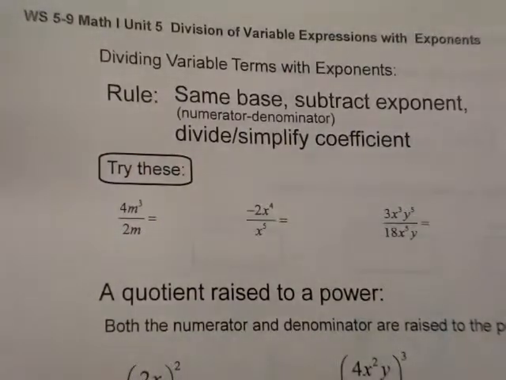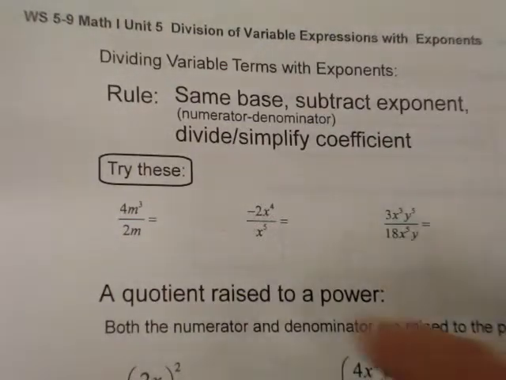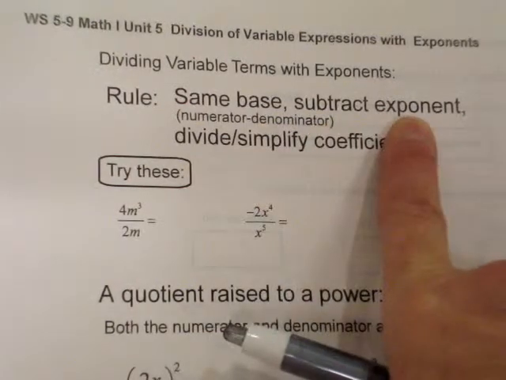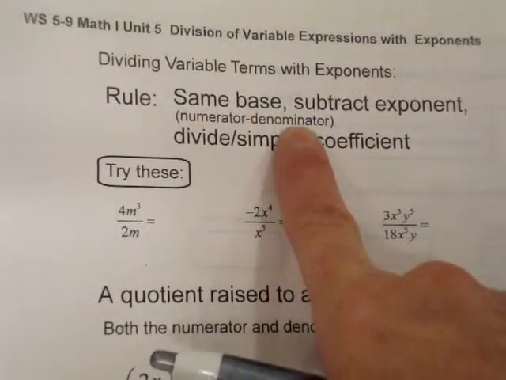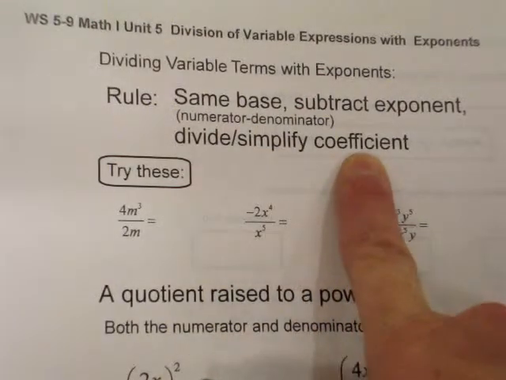Hello, this video is about dividing variable terms with exponents. What's important about this rule is you must have the same base and then you subtract the exponent. You have to say numerator minus the denominator. And then you divide or simplify the coefficients.